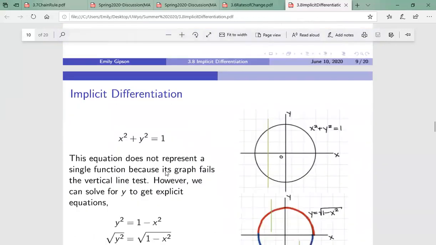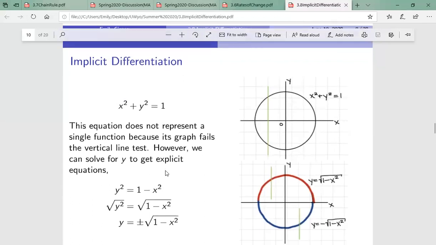Now, in order to get an explicit definition, we can solve for y to get explicit equations. So our first step is to move our x squared to the right-hand side. Then we can take the square root of both sides, and we get y equals positive square root of 1 minus x squared, or negative square root of 1 minus x squared.